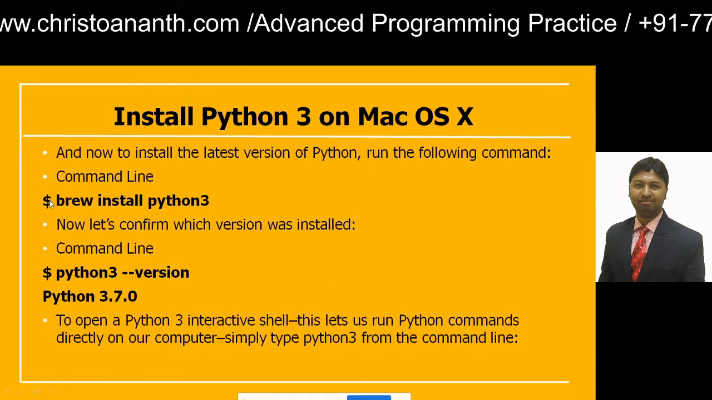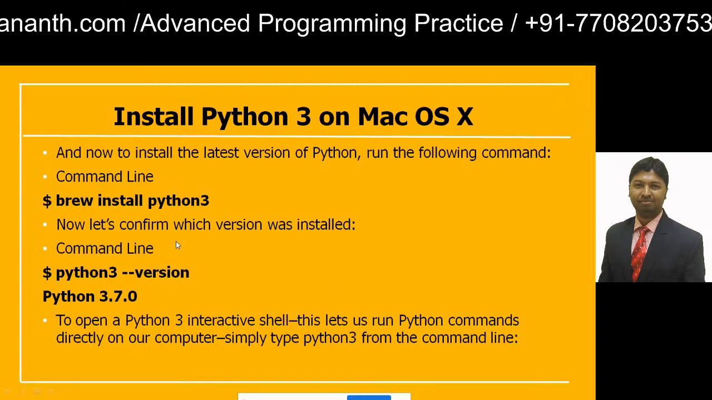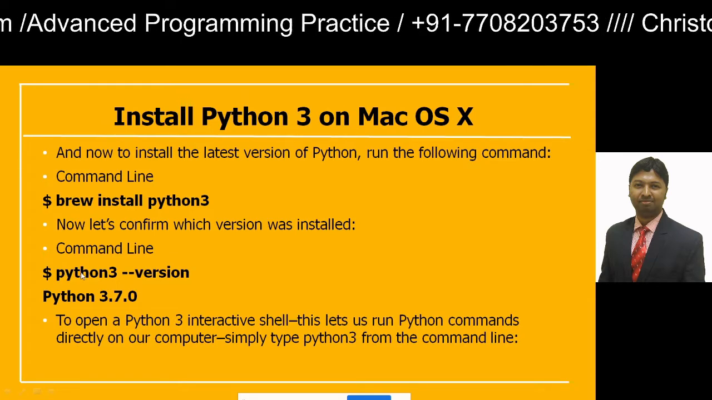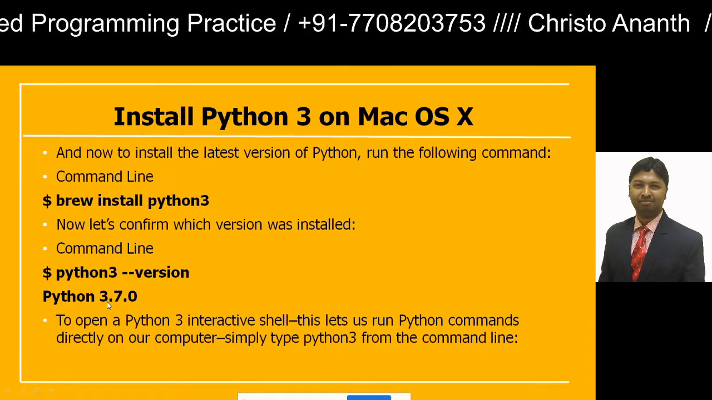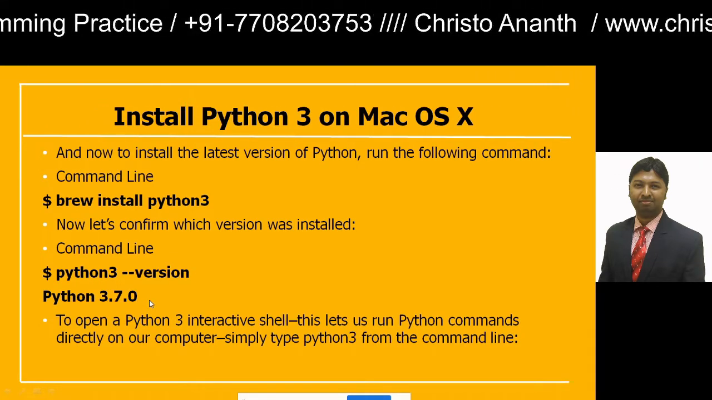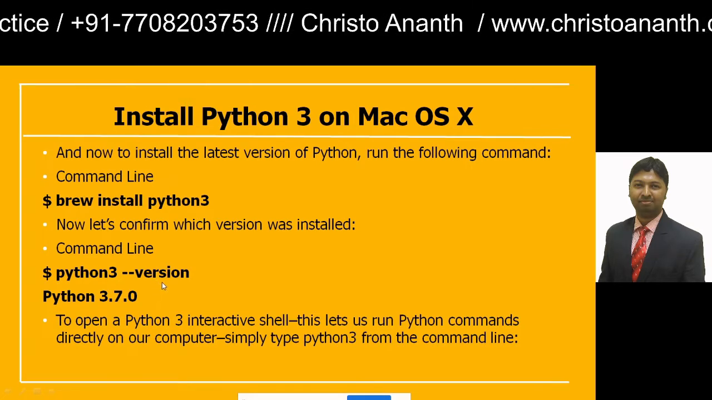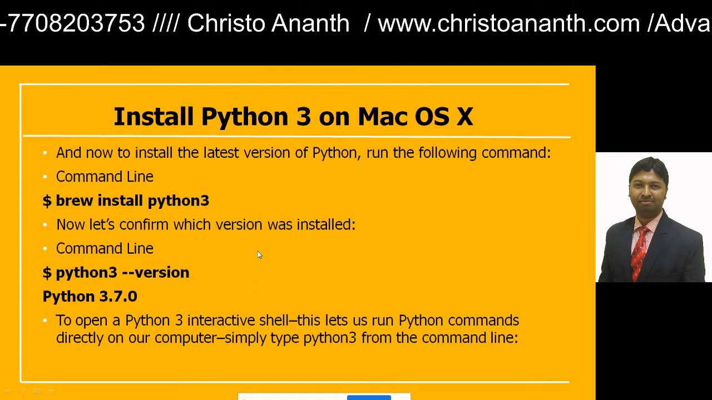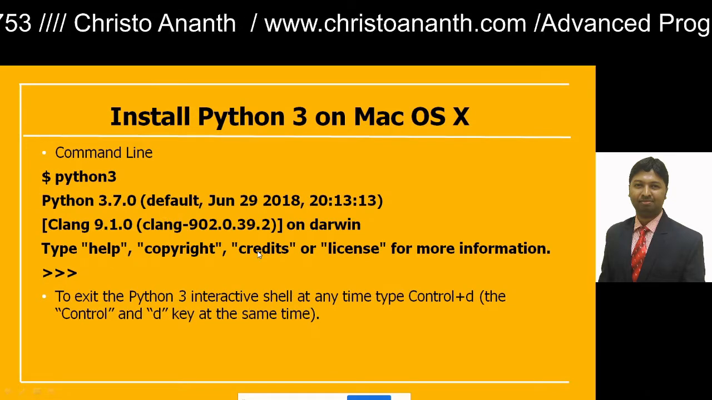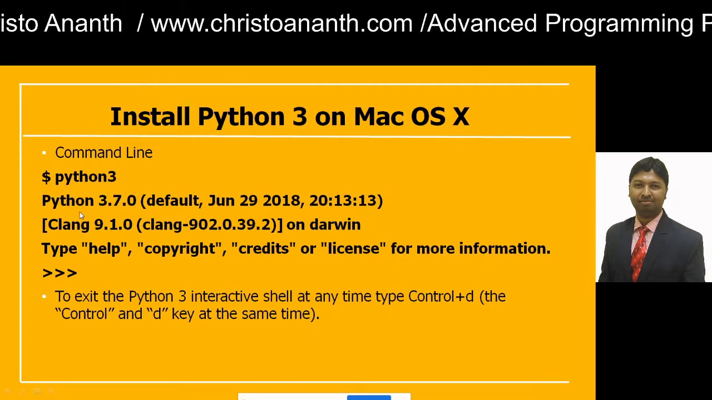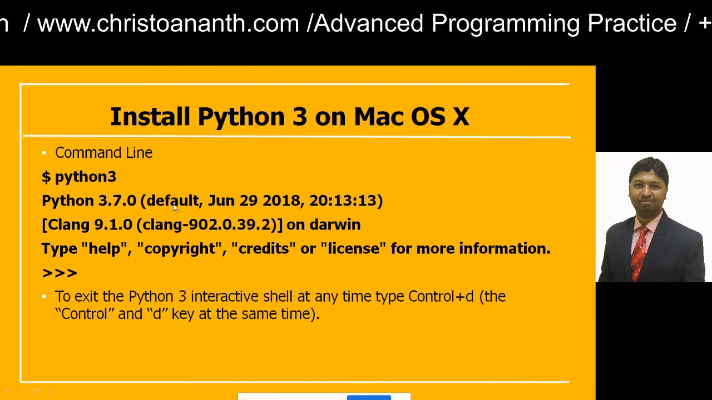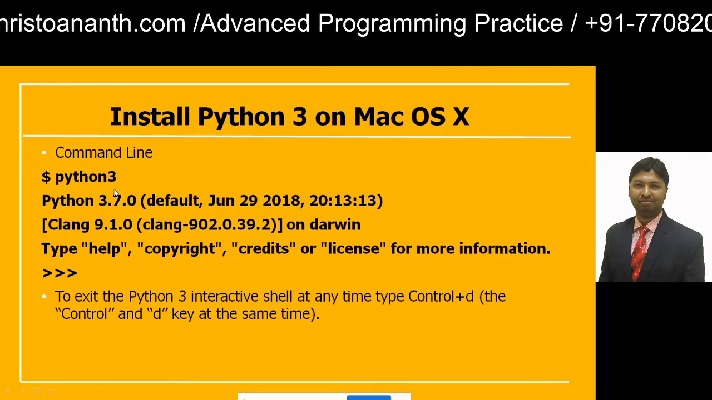Then the command line is $ brew install python3. You can confirm the Python 3 version. It is Python 3.7.0. It is going to run the Python commands directly on your computer. And you have the command line python3, Python 3.7.0. This is actually the default version that is installed on your computer.